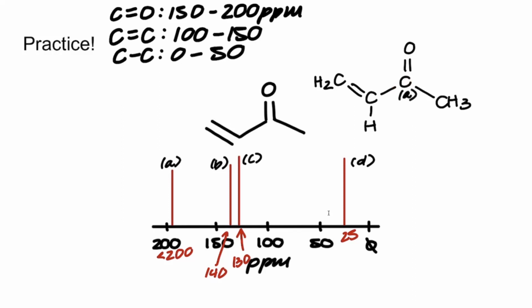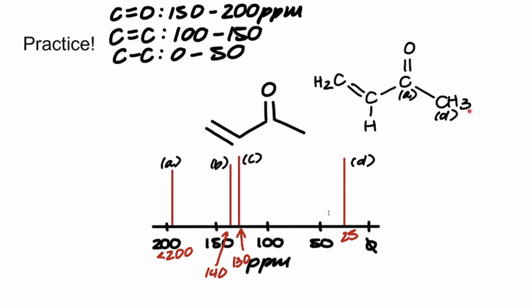Next up, let's look at the others. So the C to C double bond is between 100 and 150. And yep, it makes sense that we would have two peaks, two signals between 100 and 150, because obviously two carbons are going to be affected. So B and C are going to be these two. We don't know which yet, so I'm going to go ahead and skip that. You're going to see that our methyl group at the end is going to be from 0 to 50. And also we can just use process of elimination to decide that that has to be D.